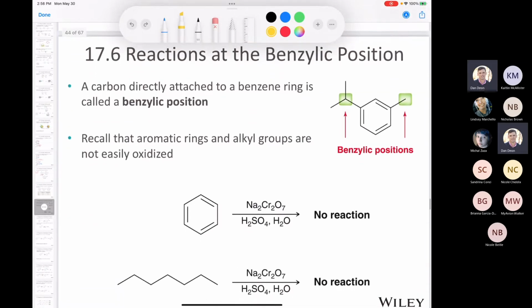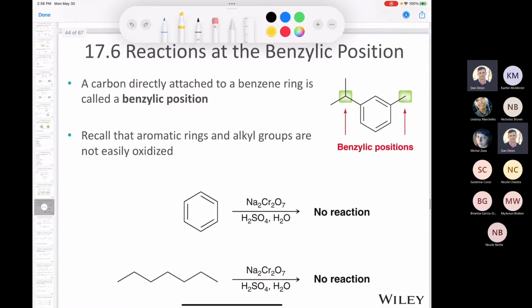And that brings us to not the very last section, but one of the last sections, which deals with reactions at the benzylic position. It won't take us very long to cover this because we've already looked at a few of the reactions that are covered in here. There's only a few new reactions.